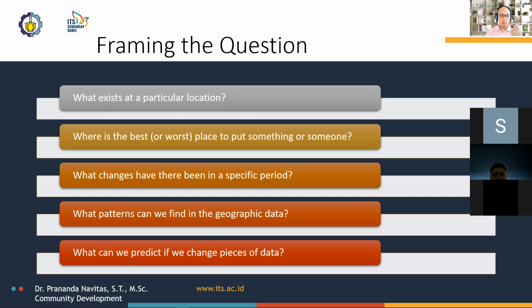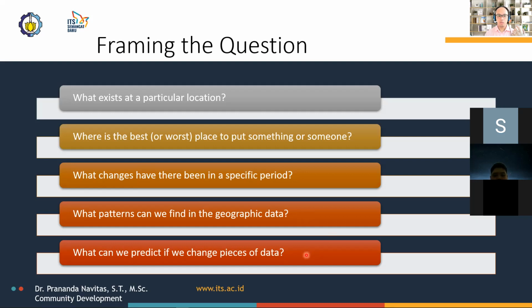And then the other question is, what patterns can we find in the geographic data? For example, in public health, are certain health conditions concentrated in particular areas, for instance? And what else do those areas have in common? Where do low-income populations live, and how close are those areas to public transportation or to other amenities?